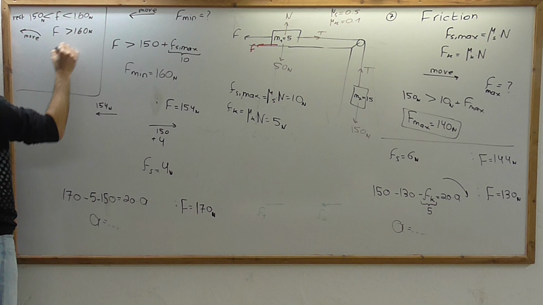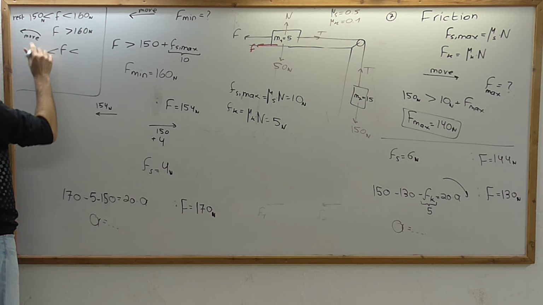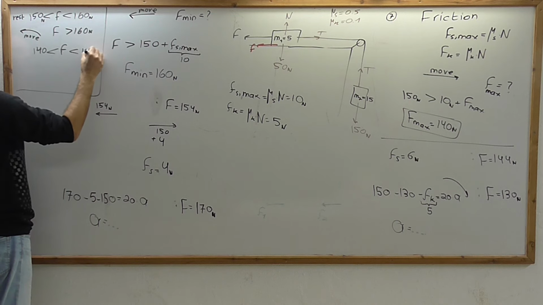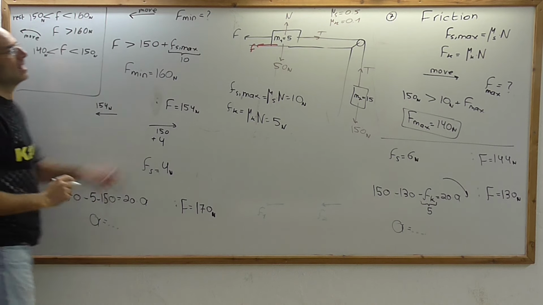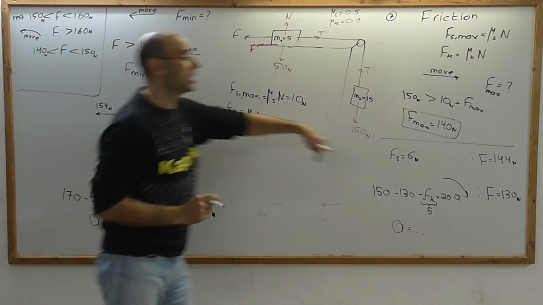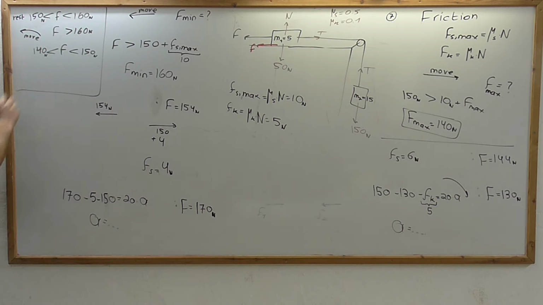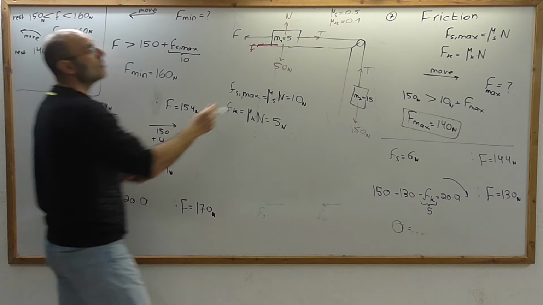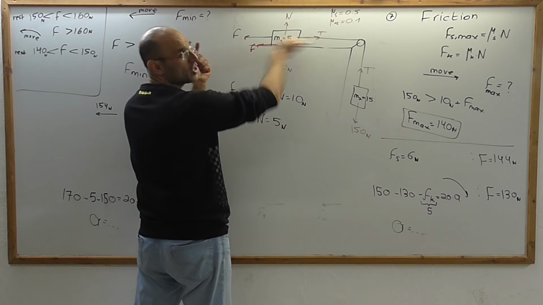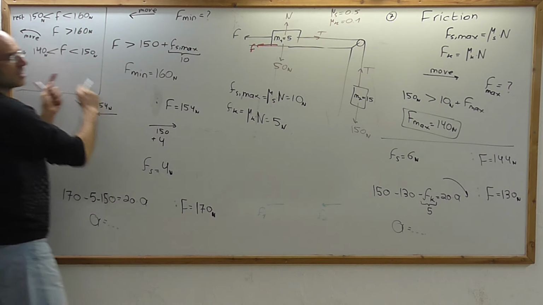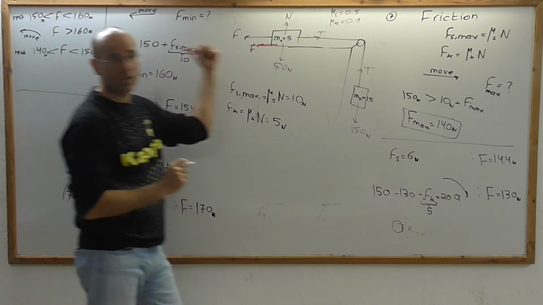What happens if F is between 140 and 150 newtons? It will want to go this way, but it won't go this way because the friction force won't let it. It will adjust itself, so it will stay at rest. But what's the difference between this rest and that rest? This rest is with tendency to go that way and friction this way. This rest is tendency to go that way and the friction this way.